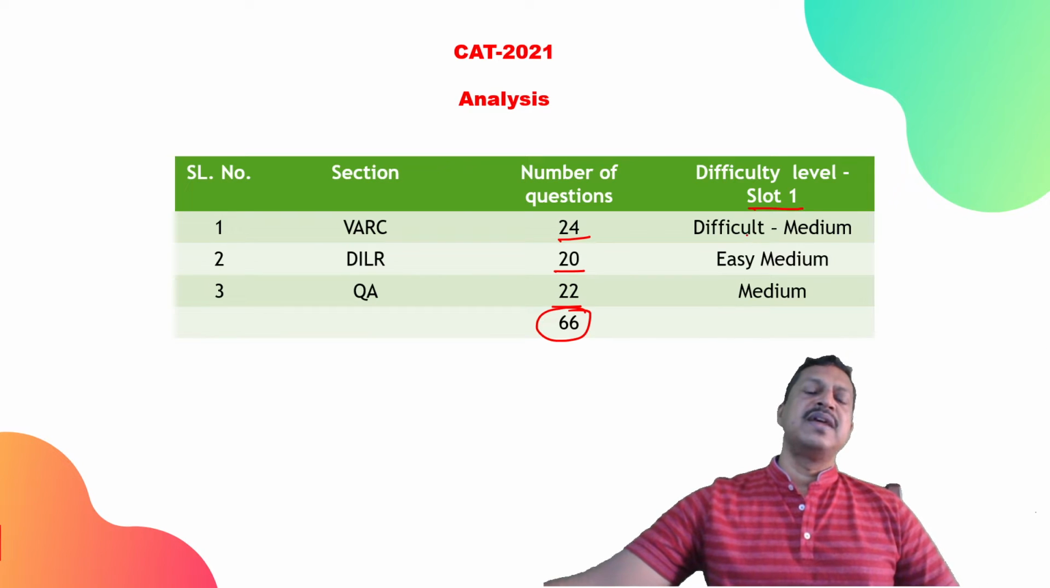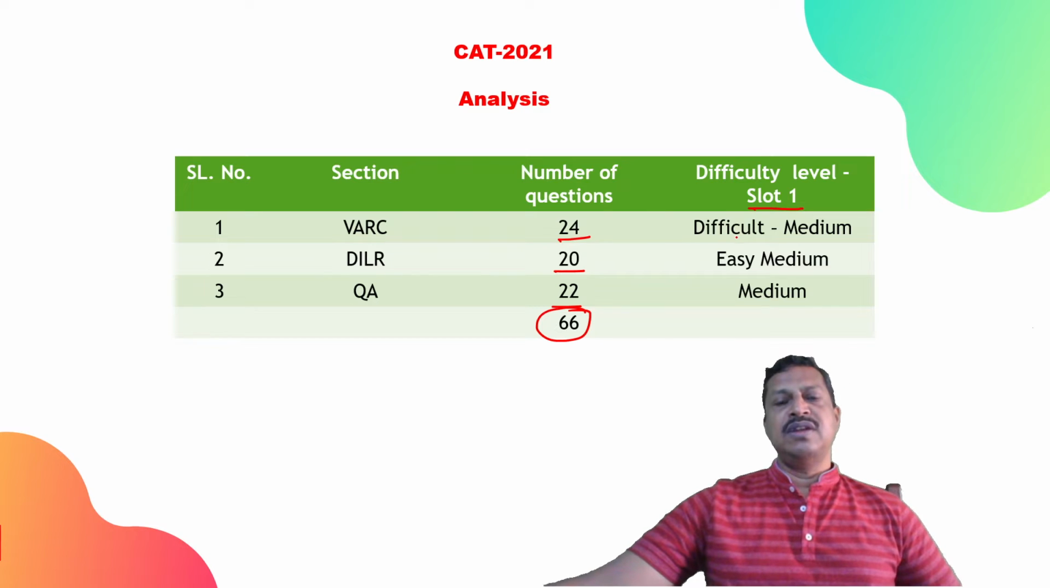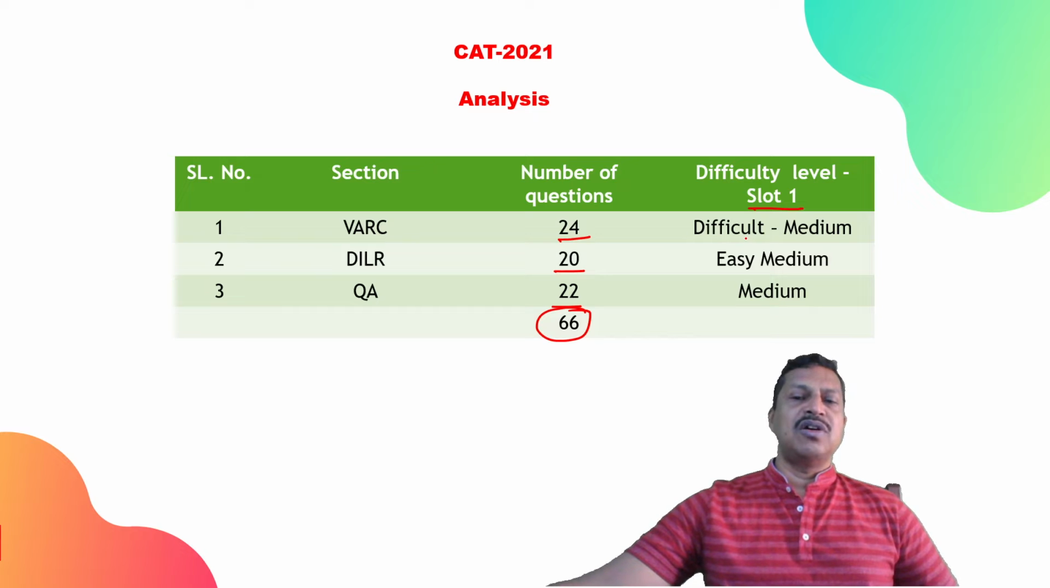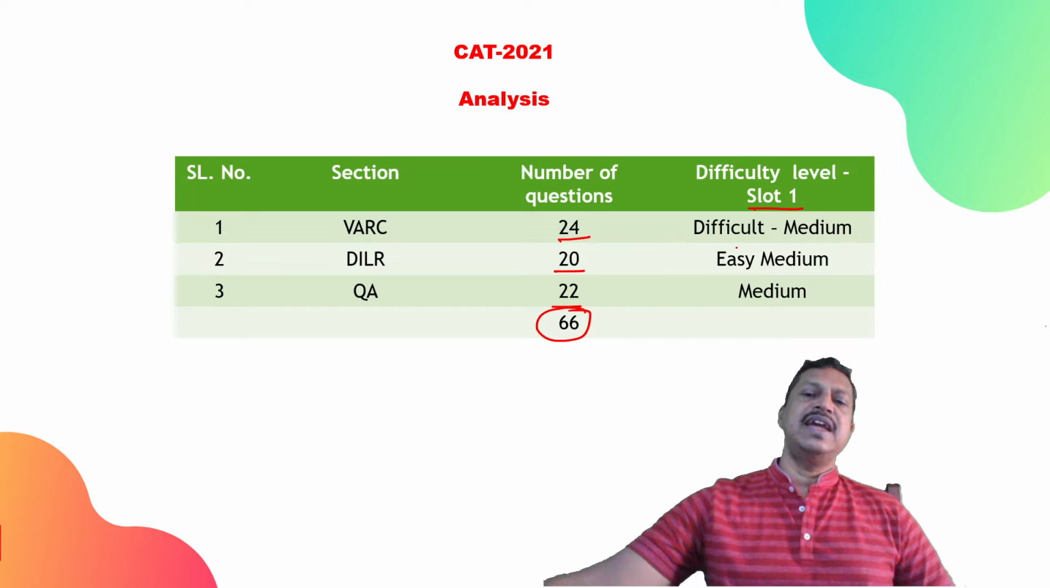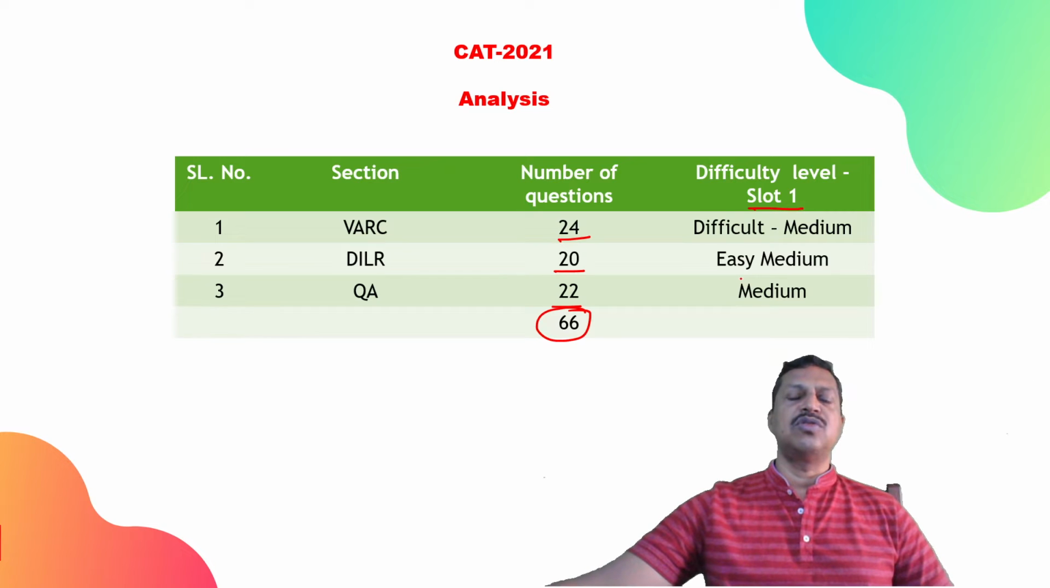As usual, in RC you have got one RC that is difficult, or maybe two RCs that are difficult, two RCs moderate, and one easy, one moderate, this kind of thing. So here it is difficult or moderate type of situation. I have just put difficult, medium over there. DILR has some sets which are easy and can be solved easily. Some sets are a little bit difficult. So overall, it is easy to medium.